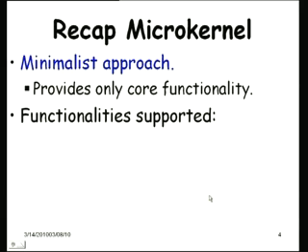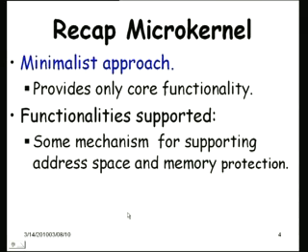So, we had said that the microkernel is the minimalist approach. The kernel provides only the very basic or core functionality based on which an operating system can be built, and the elaborate functionality based on the core functionality runs in the user space. Typically, the functionality supported in the kernel mode varies from one implementation to another, but there is some mechanism for supporting address space and memory protection, because this is a basic requirement. Without this, it becomes difficult to ensure memory protection between the user processes and the system level processes.